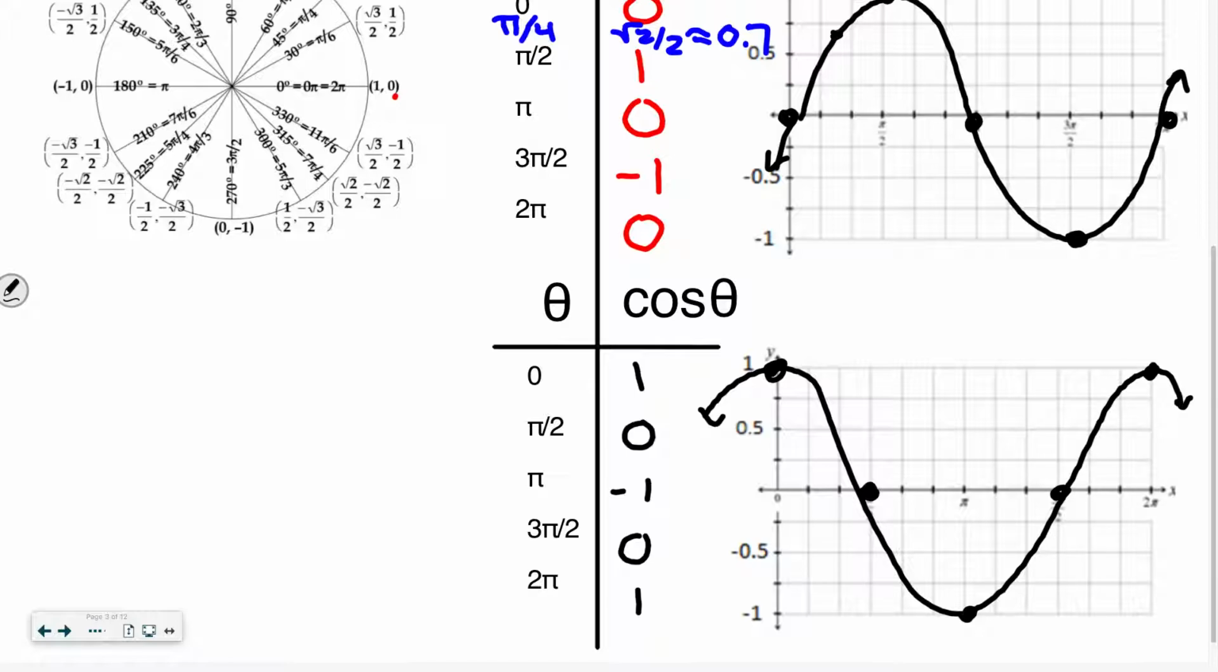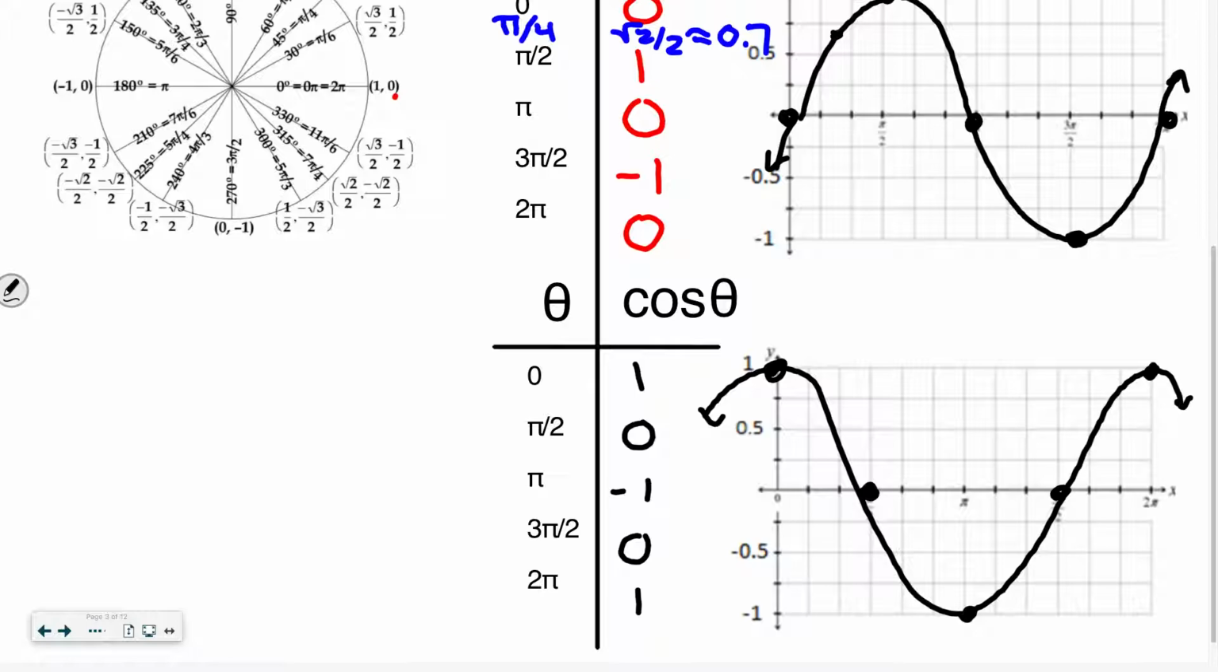And we'll get into domain and range next week, but you can probably look at these graphs and see, since the arrows are pointing left and right, domain is all real numbers. But because of the nature of the wave, it has a min and max point, so its range is -1 to 1.